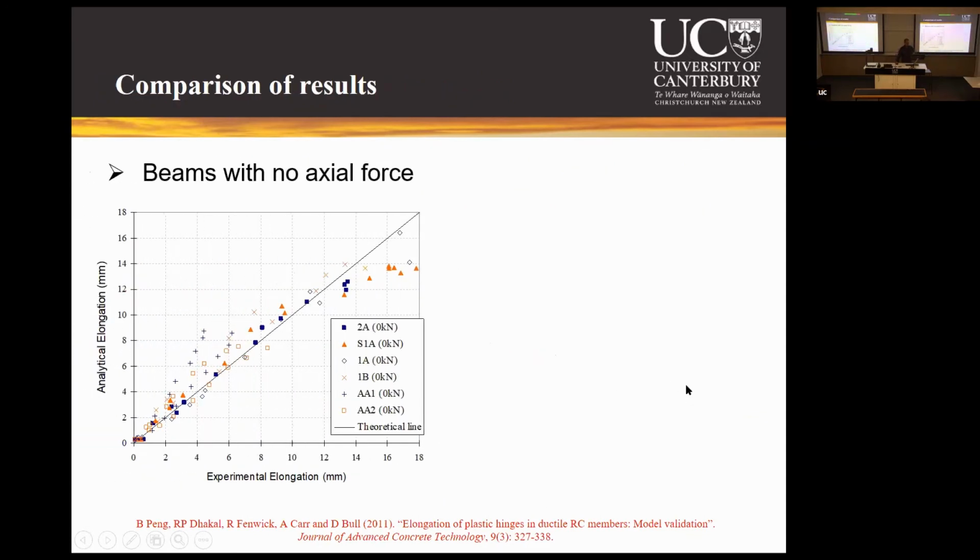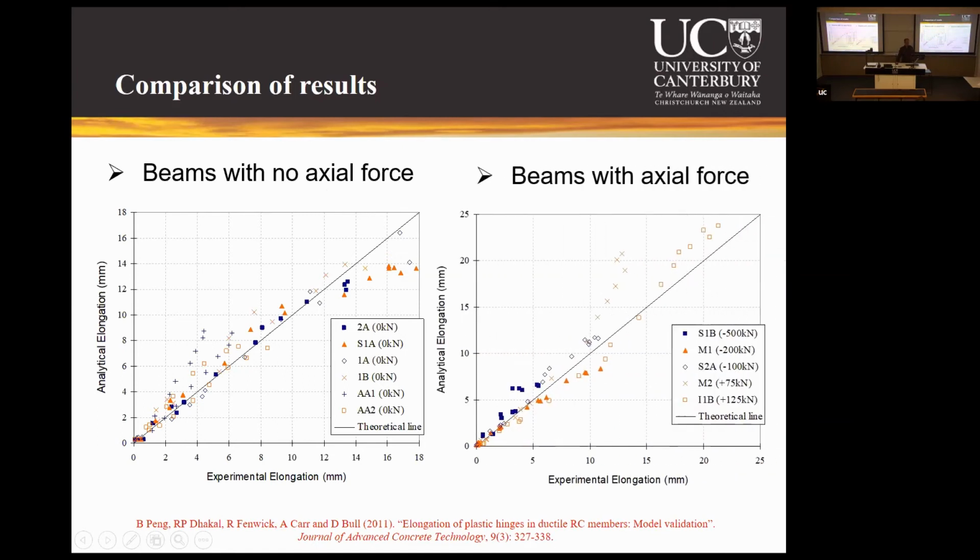The comparison of results after all this, when we collected many tests from literature in addition to our own tests, is this match in terms of analytically predicted elongation with experimental elongation: beams with no axial force, and here are beams with axial force. For all of them, this level of match in an experimental statistical data set is perfectly acceptable.